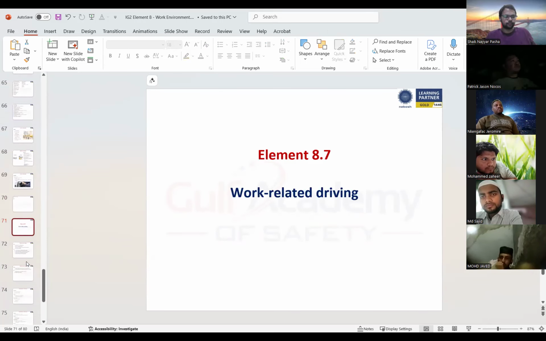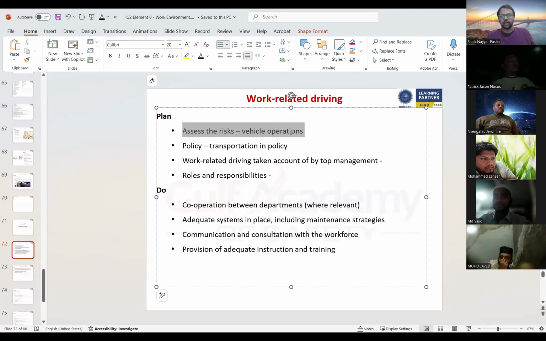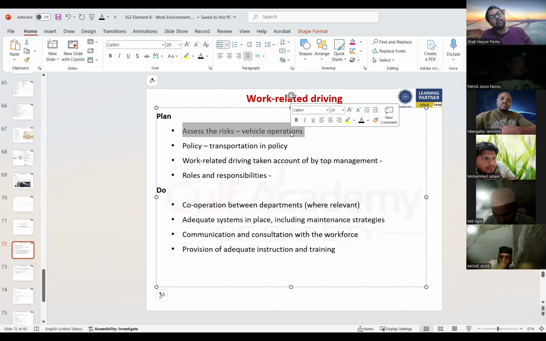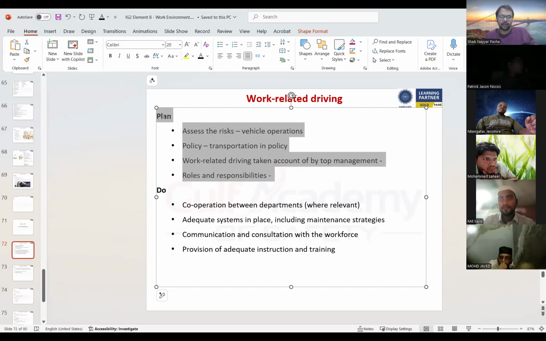So let us plan. Assess the risks associated with vehicle operations. Include transportation safety in your health and safety policy. Work-related driving should be taken into account by the top management, which means top management should also be accountable for work-related driving in the workplace, clearly defining the roles and responsibilities. This will come under plan.